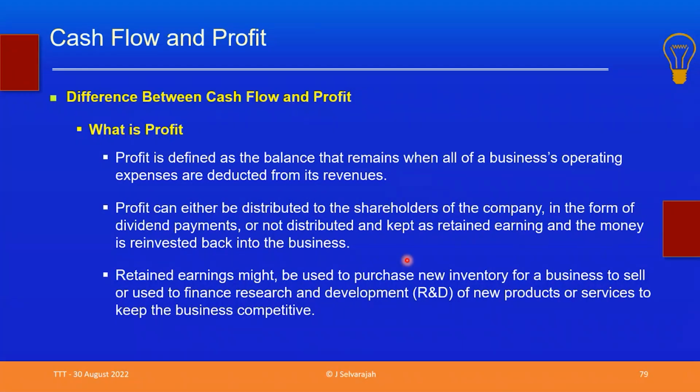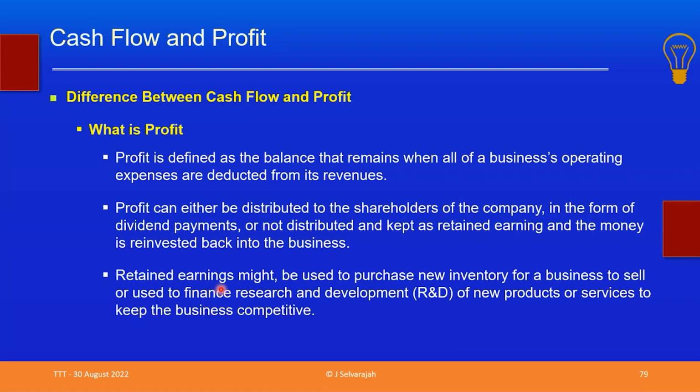So if you don't distribute the dividend, where is the cash? The cash is inside the company, so you can reinvest it back. Retained earnings are still there, but the cash has already gone for reinvestment. You buy machinery, things like that. So you see the two running parallel.